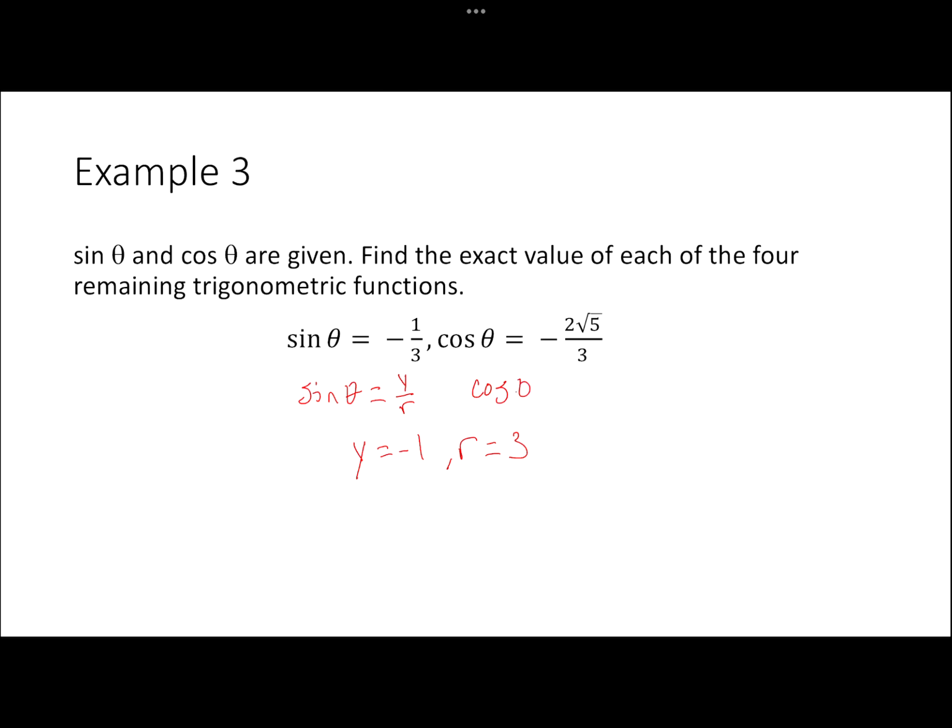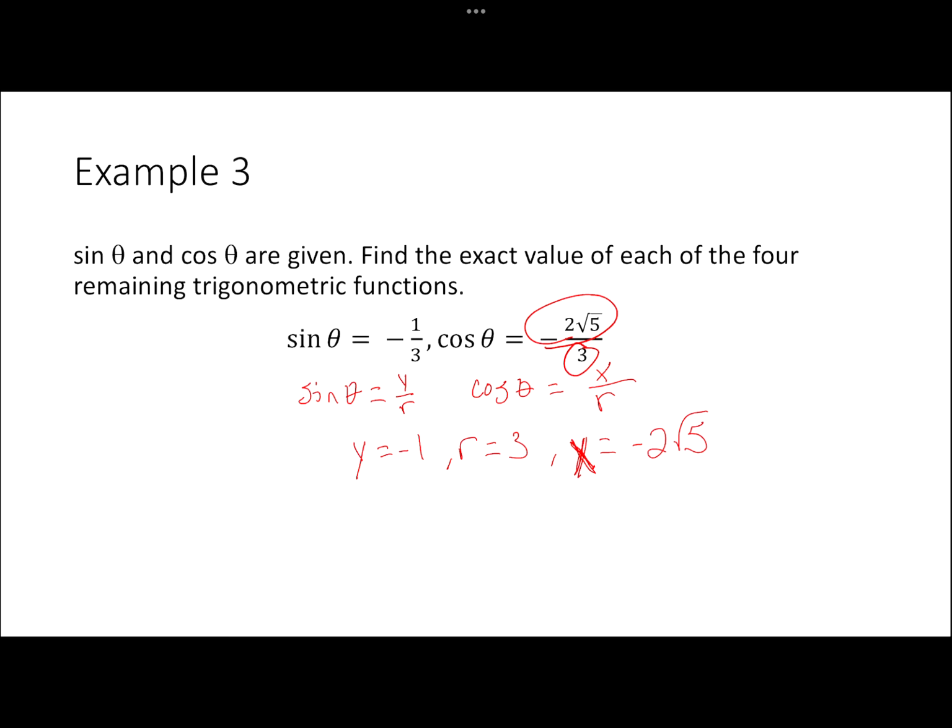Cosine theta, remember, is x over r. We already know r is 3, which means this has to be my y, so y equals negative 2 rad 5. So now that I know what everything is, just kidding, that's my x. It's x over r. X is negative 2 rad 5. So then we can fill in what we don't know.